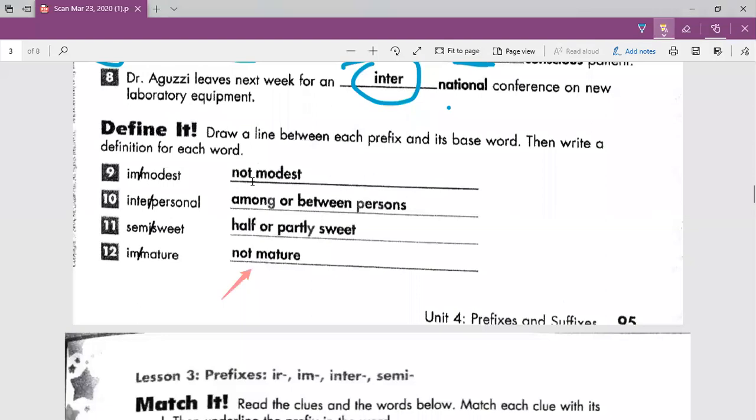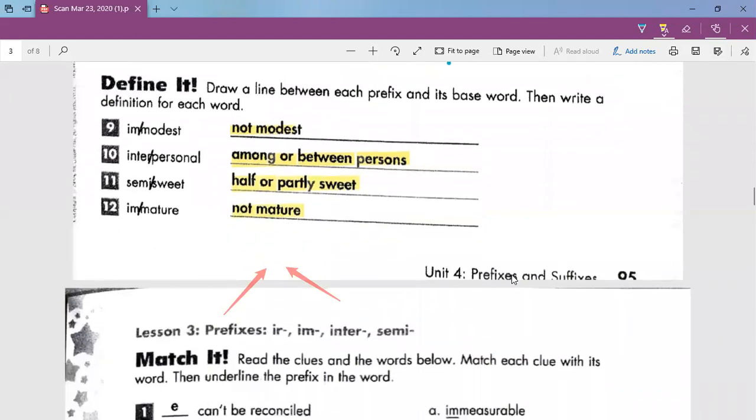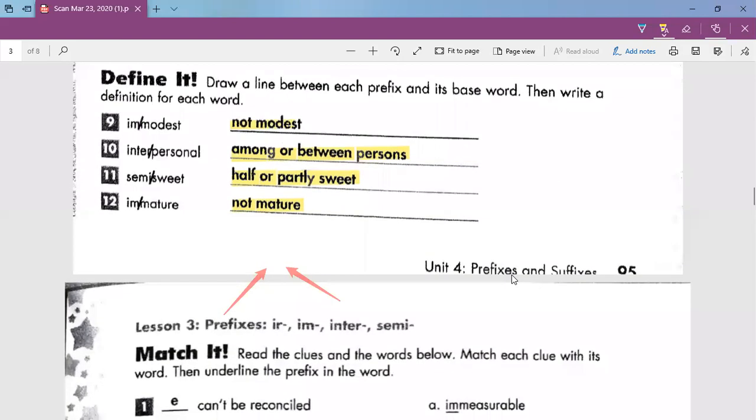All right, so no mothers, or between persons. Okay, all right. I am mature, mister. Yes, you are. Okay, next page. Did you copy that already?